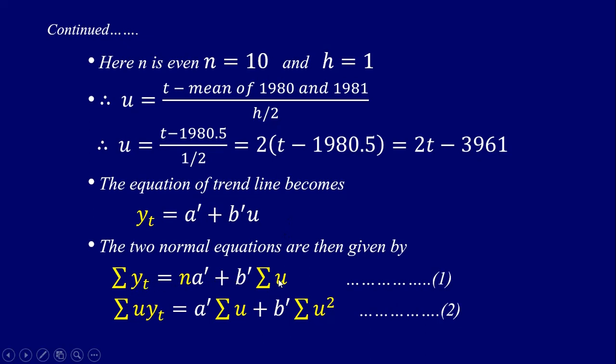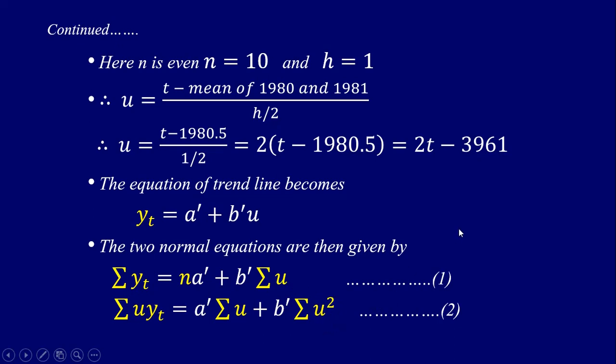In these two equations there is the term summation yt. The values of y are given, and adding all of them we get summation yt. The number of observations is 10. Now for summation u, using the formula u is equal to 2 into t minus 3961, we calculate u, and from that we can find summation u. Again, if we have the values of u and y, we can find u into yt, and from u we can calculate u square and summation u square.